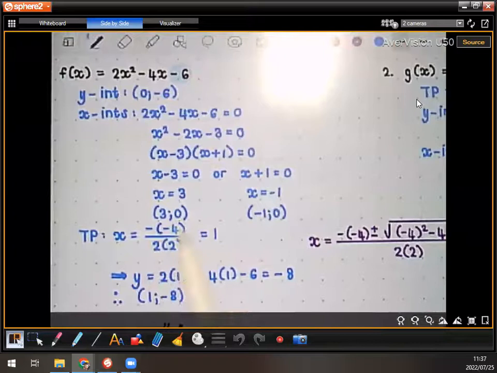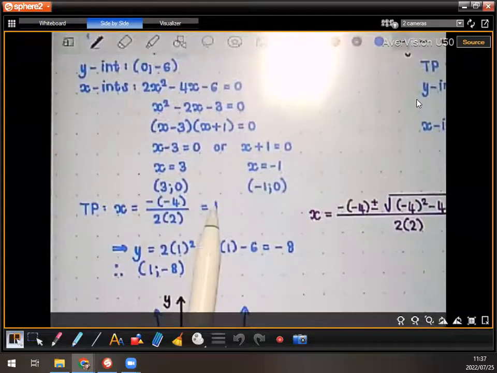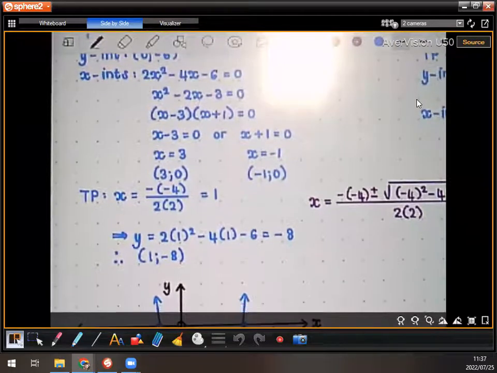Alright? When you type that into the calculator, you get an answer of 1. So that is the x value of your turning point, 1. You then need to take that x value and sub it back into the original equation, okay, the equation that they gave you, to get the y value of the turning point. Alright, so (1, -8). So those are the coordinates of this. Alright, any questions on the calculations?